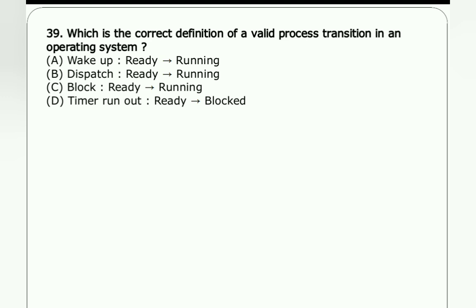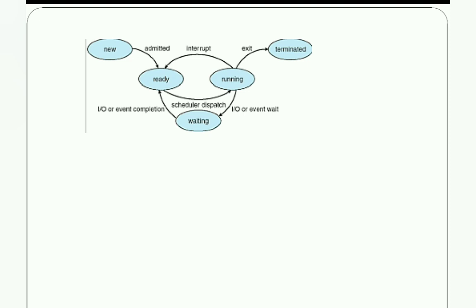So here are given different options to define the correct definition of the process transition: wake up, dispatch, block, timer runout. This is the diagram of the process transition: new state, ready state, running state, terminated state, and waiting state. There are actually 6 possible valid transitions among these 5 states.